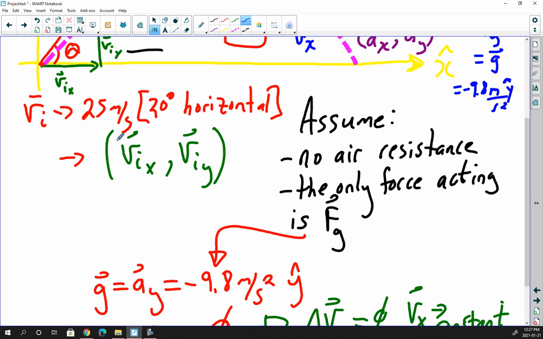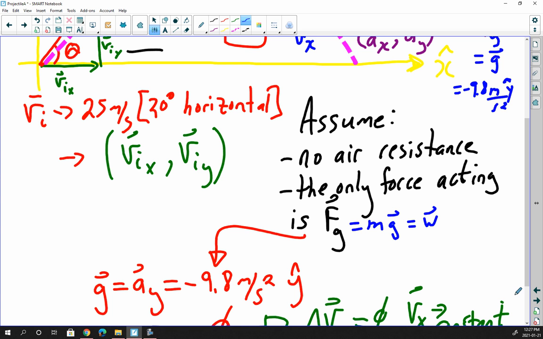So what does this all mean? It means you've got an object that's launched at 25 meters per second, 20 degrees to the horizontal, which means it has an x component to its initial velocity, a y component to its initial velocity. We can assume there's no air resistance. So the only force acting on it is force of gravity. Remember that from grade 11? Mass times the gravitational field strength near the surface of the Earth, also known as weight. That is the only force acting on it.